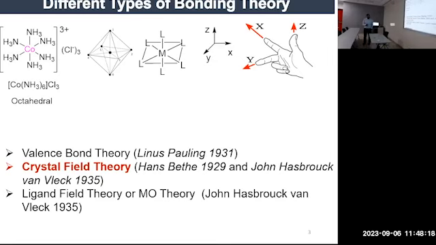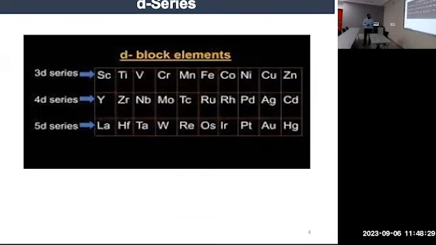This is octahedral. This is the equatorial plane, and these are called the axial positions of the ligands. This is how you should read the octahedral geometry. In the periodic table, there are the 3d, 4d and 5d series. From scandium to zinc is the 3d series, 4d is yttrium to cadmium, and lanthanum to mercury is the 5d series. But mainly whatever we propose in theory is for the 3d series.